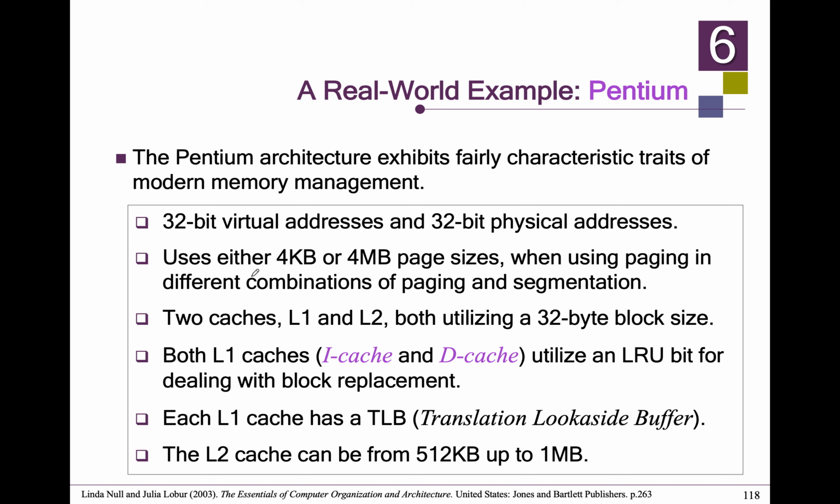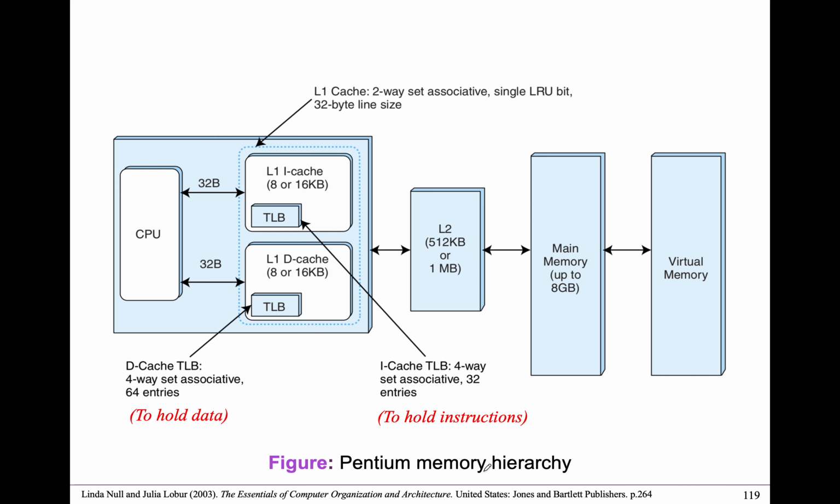So you can go through it all about your cache. There are two caches, which are L1 and L2, both utilizing a 32-byte block size. And then you have another detail about your cache, which is the translation lookaside buffer. And the size is also already given. So this is the example on our Pentium. So you can see how the Pentium memory architecture hierarchy looks like.